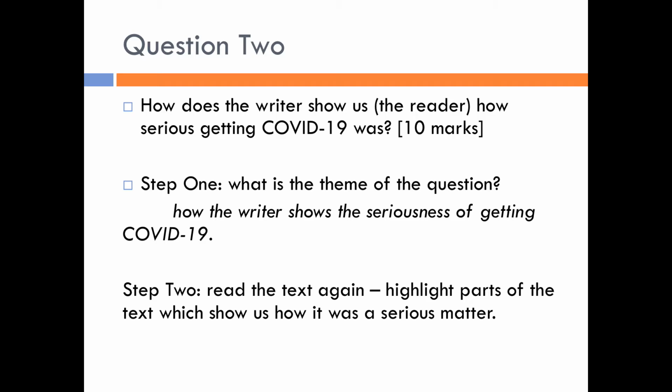Anyway, back to question 2. The question is, how does the writer show us, the reader, how serious getting COVID-19 was? 10 marks. Step 1, what is the theme of the question? Fairly straightforward. It's about how the writer shows the seriousness of getting COVID-19. Take a bit more time for this one. Read the text through again and highlight parts of the text which show us how it was a serious matter. You're looking for example quotations which you could use to demonstrate that COVID-19 was very serious for the writer of this piece.